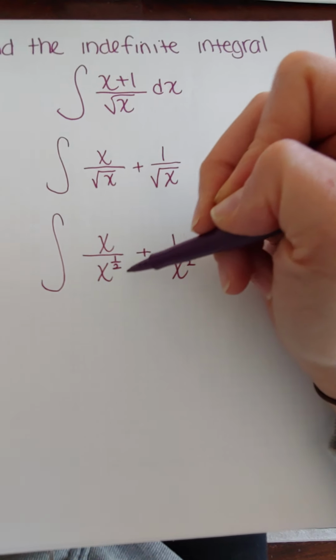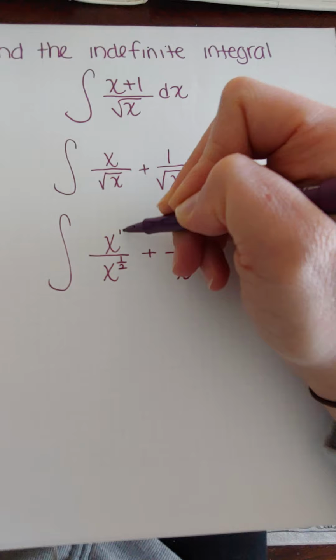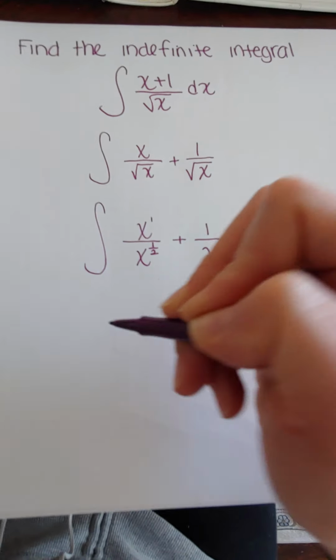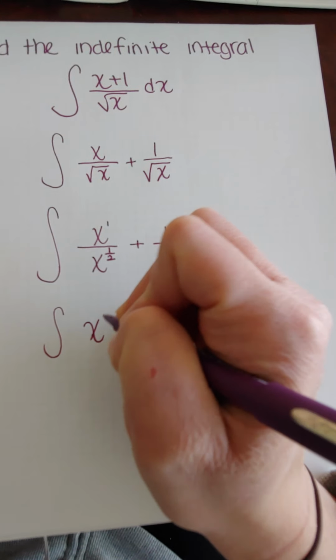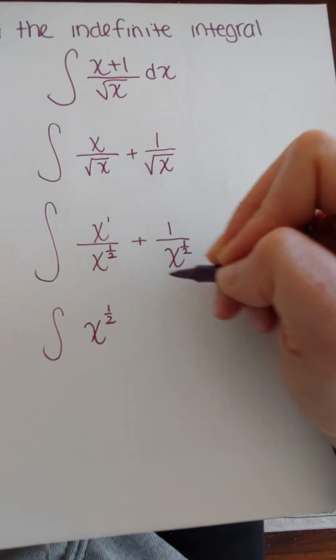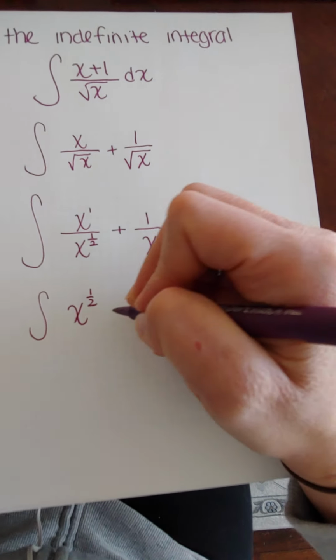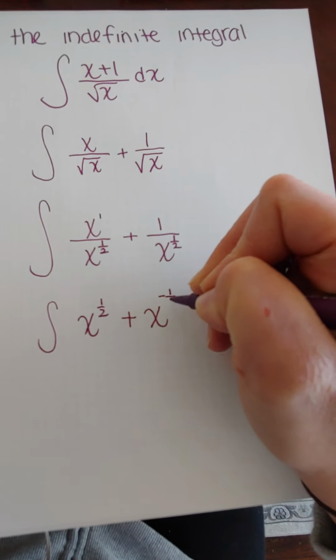So when I divide terms that have the same base, I subtract the exponents. So 1 minus 1/2 is 1/2. So this becomes x to the 1/2. And then remember, if we have something in the bottom, we want to pull it up. So in order to pull it up, we write it as x to the negative 1/2.